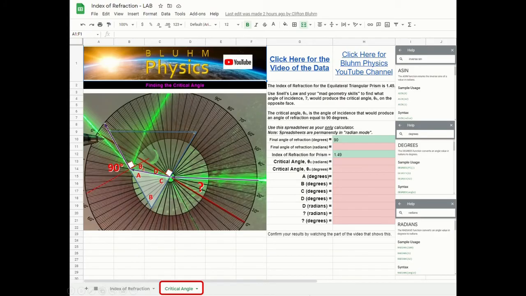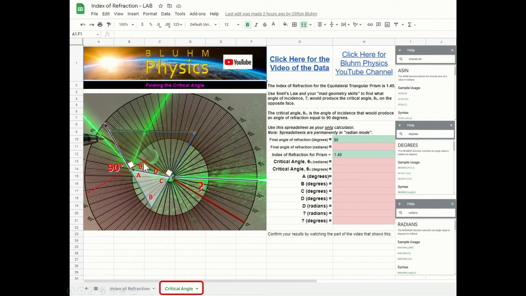The second part to the lab, you have just completed this part, the index of refraction, filling out the spreadsheet. But now there is this tab here that takes you to a different spreadsheet, and we're going to do this for a triangular prism now. The question is, at what angle do we have to be incident upon this surface so that it produces the critical angle on this surface?